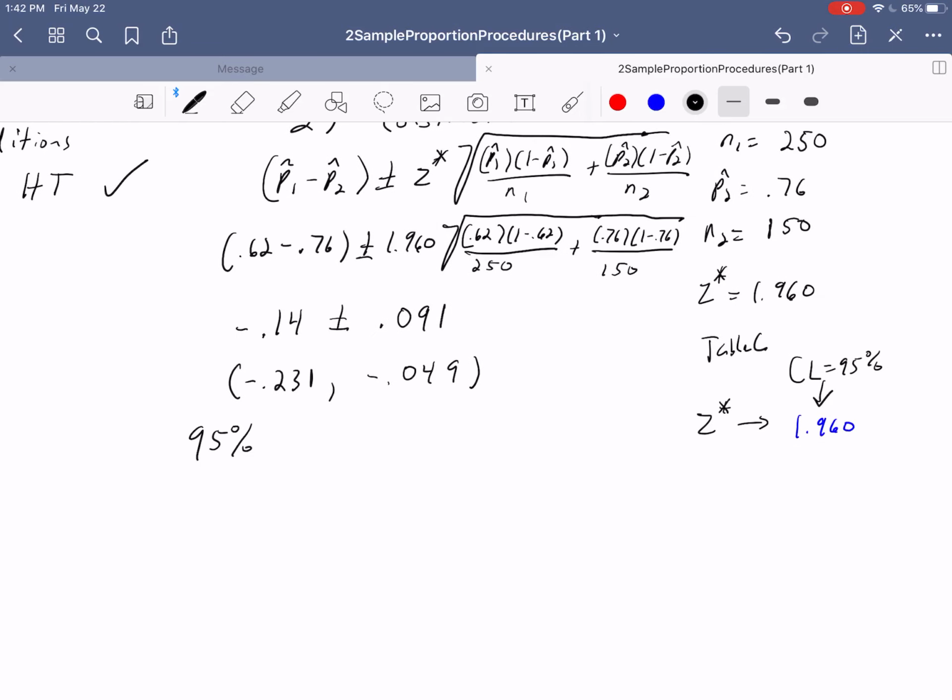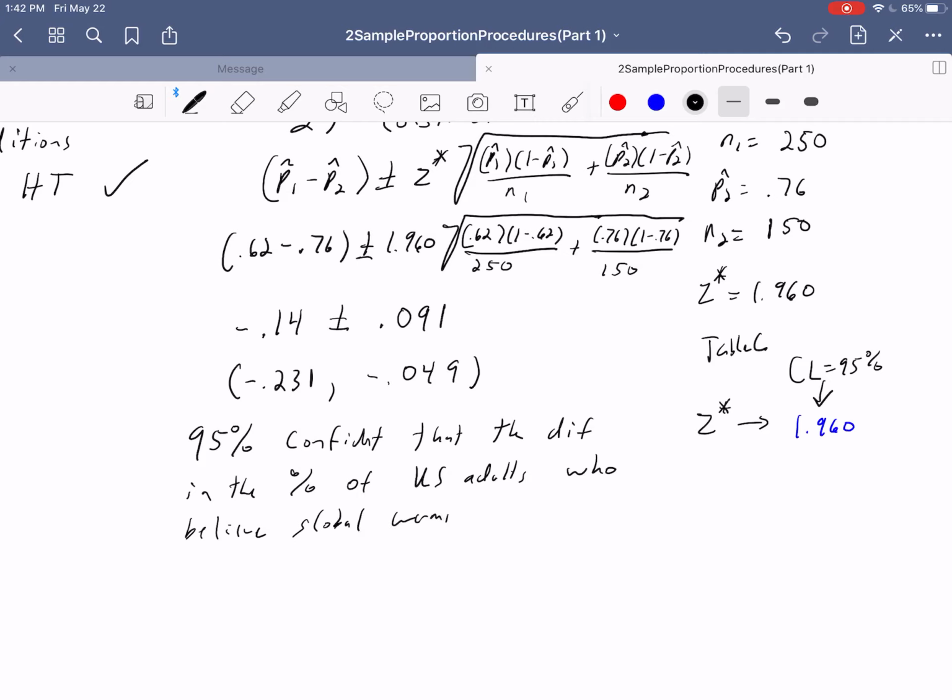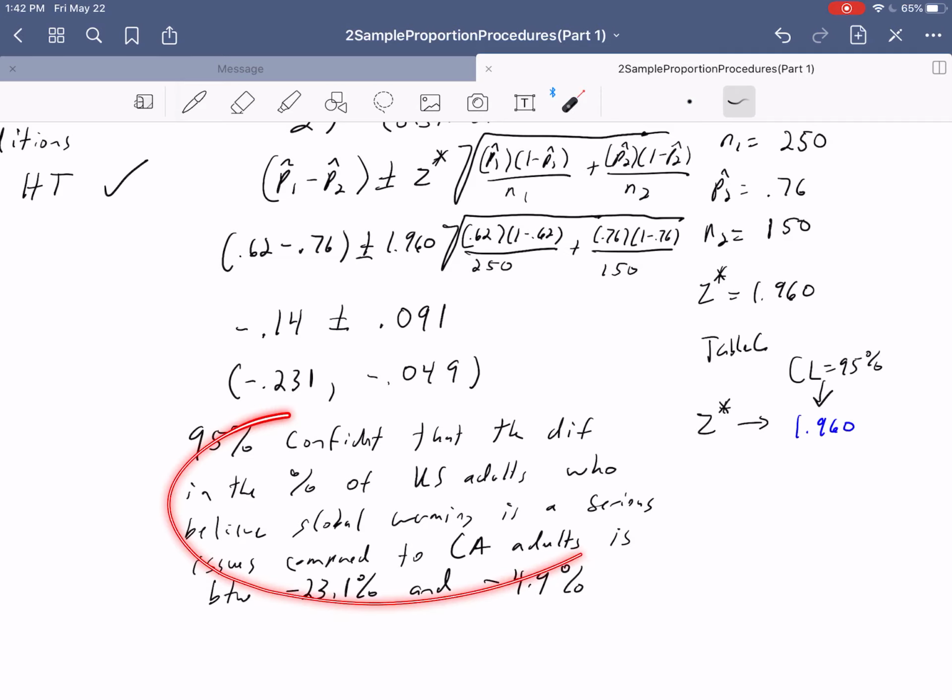We will say that we are 95% confident that the difference in the percentage of U.S. adults who believe global warming is a serious issue compared to Canadian adults is between, you can convert these into percentages if we like, negative 23.1% and negative 4.9%. So this is a very safe way of interpreting it.